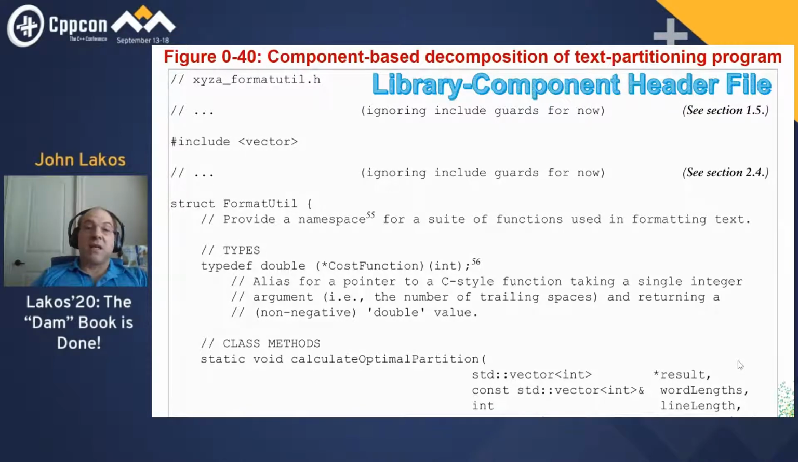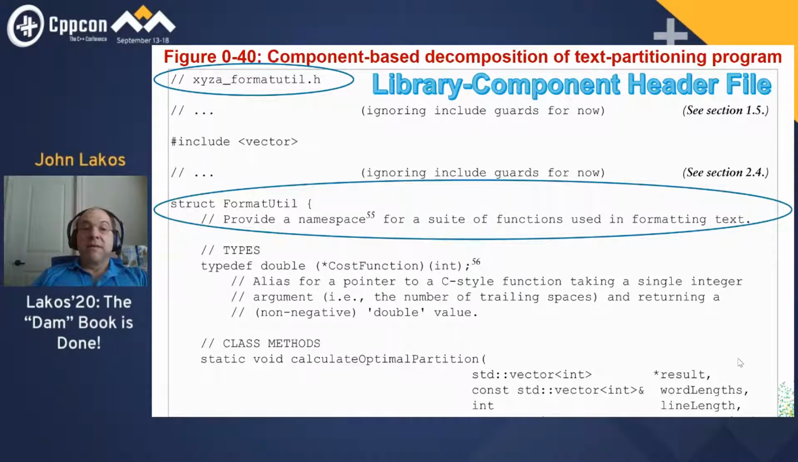And what you see here is a library component, and the struct format util is the one that holds the namespace for the actual function that we're going to create. So this is the name of the header file of the component. This is the struct that holds the namespace for the static function that is the utility function. This is the utility function. And now we're going to look at the utility function and its contract.